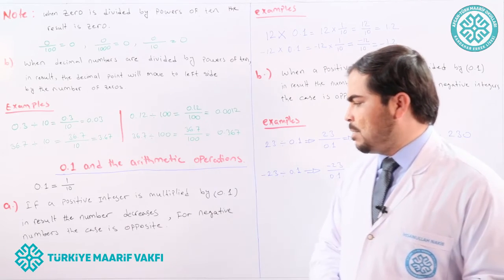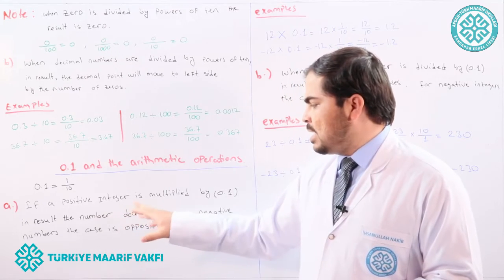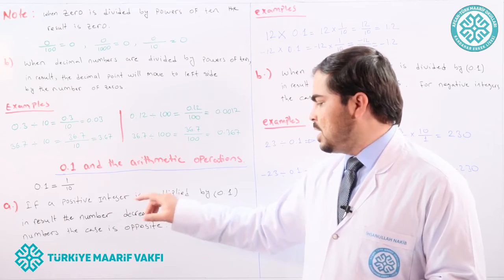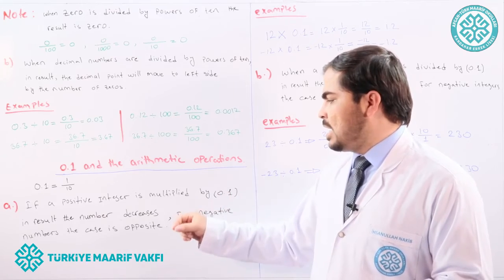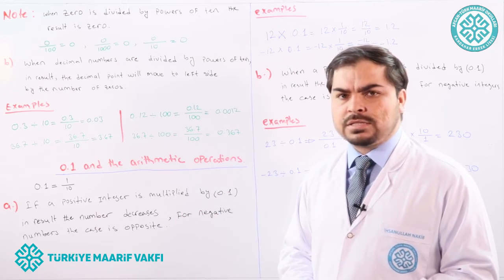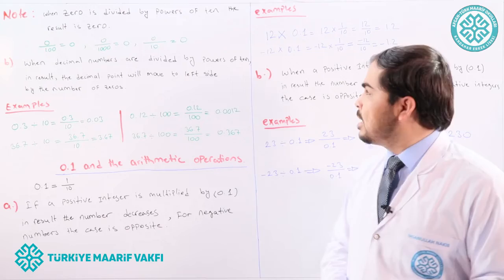Numbers like this, negative numbers. The case is opposite. Means in that case, if you multiply a negative integer by 0.1, the number will increase. Now we will solve examples and then you will clearly understand that.